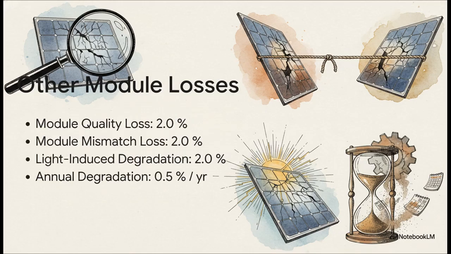Panels just don't perfectly match their datasheets, it's a fact of life. Then you've got a 2.0% mismatch loss because panels in a string have slightly non-uniform characteristics, essentially dragging each other down. Add another 2.0% for light-induced degradation, which is that initial performance shock when panels first hit real sunlight. And of course, we can't forget the unavoidable 0.5% structural degradation every single year as the physical materials age.